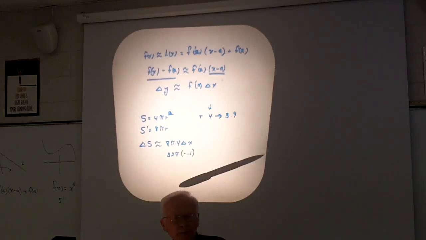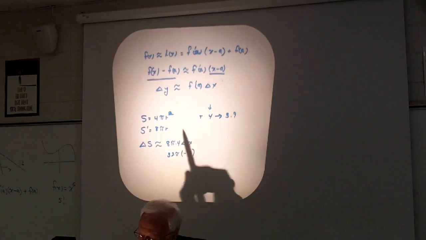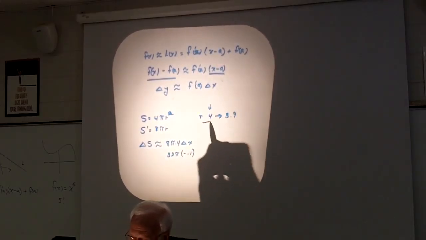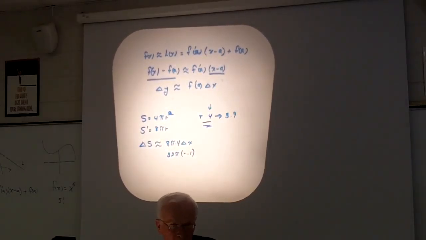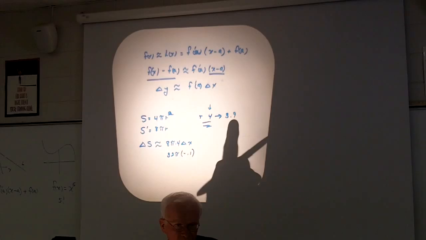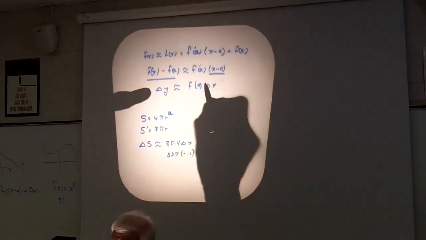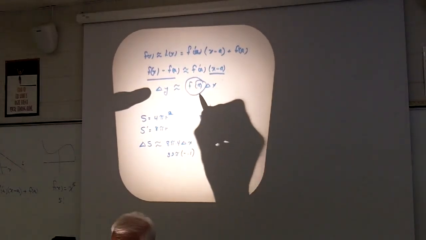Where does the 4 come from? The original radius. The 4 comes from here, where I'm starting from. And why do I choose that? Because that's a nice number. This isn't such a nice number. That's this part right here, and the 4 is a.